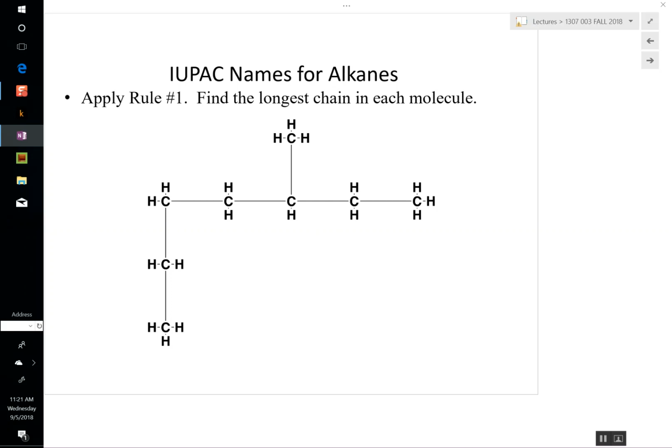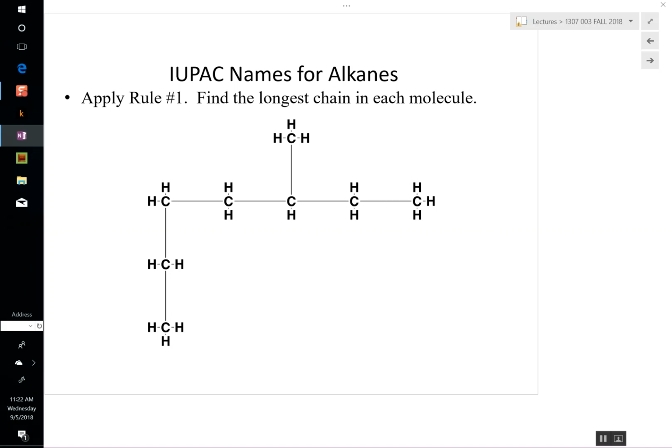But consider putting your finger on here, and you can't go over the same carbon twice. 1, 2, 3, 4, 5, 6, 7. That is not a part of the continuous chain. 7 carbons. All right, so because this goes down here doesn't matter. It doesn't matter if it bends down there.